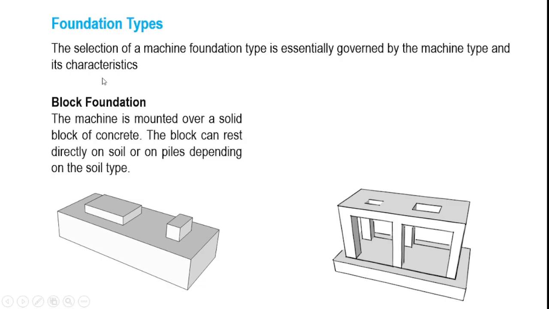So the first one is the most simple foundation type, the block foundation. As the name suggests, the foundation essentially consists of a block of concrete, and the machine is mounted over a solid block of concrete, and you can have multiple smaller pedestals that directly anchor or directly support the different machine components. And this block foundation can be supported directly over the soil, or you can take it through the piles.